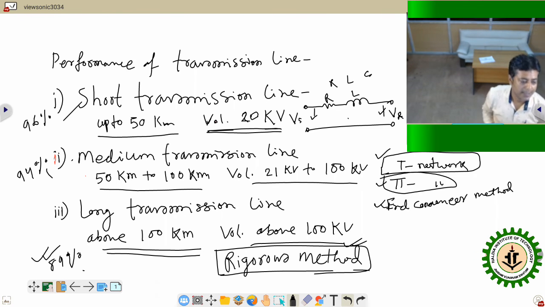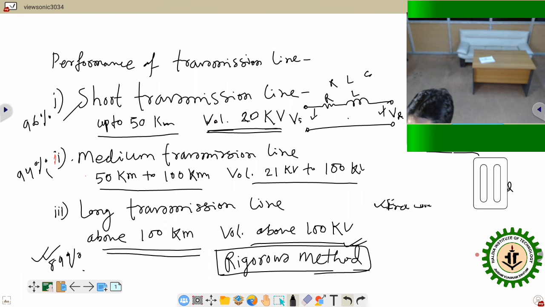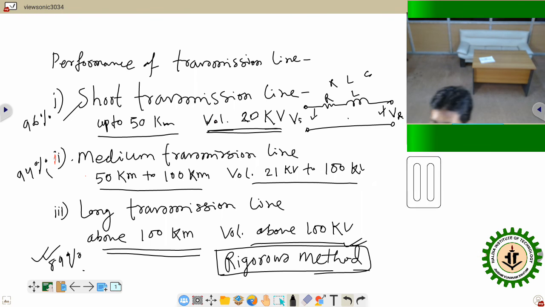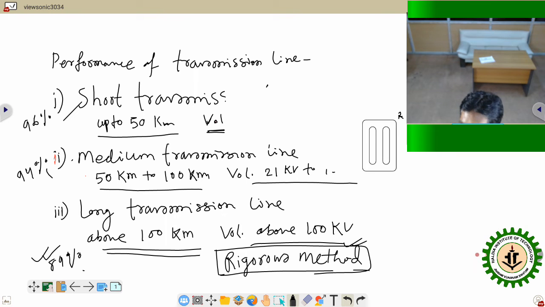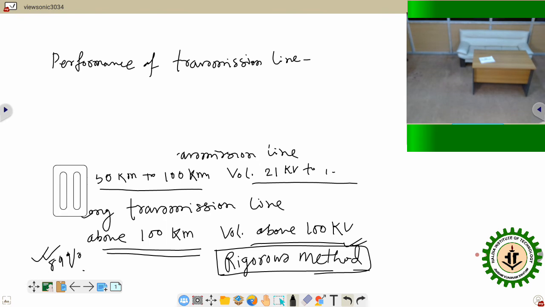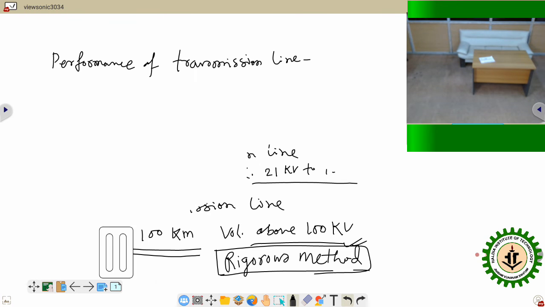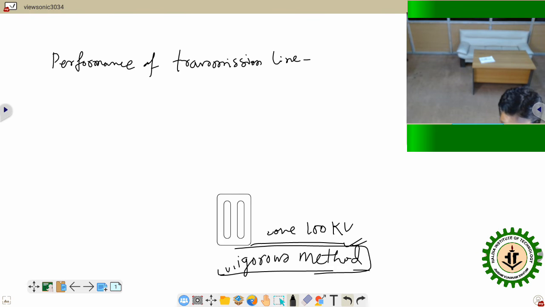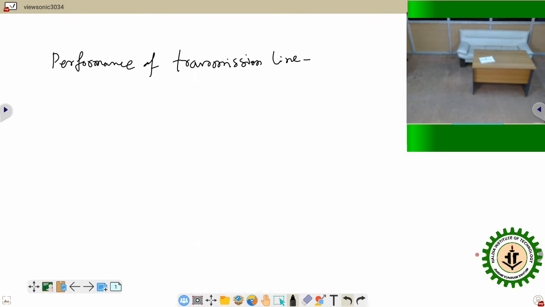Now see. First of all, I will draw one basic diagram of the transmission line. After that, you get what parameters are there and all the nomenclature of this transmission line. Okay. Here I consider this is line resistance, this is line inductance. Okay.